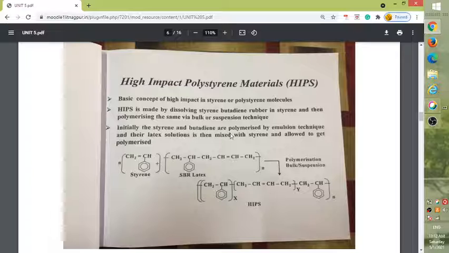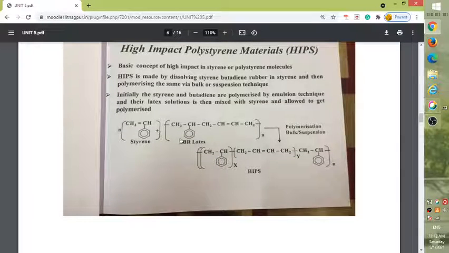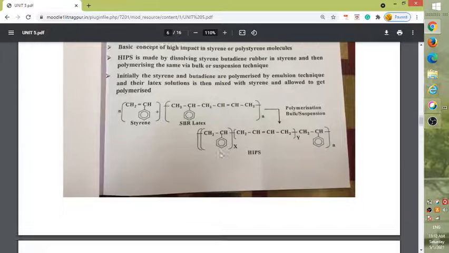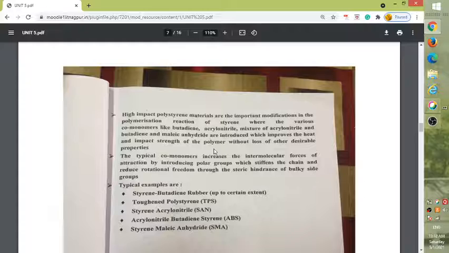Initially the styrene and the butadiene are polymerized by emulsion technique, and their latex solution is then mixed with styrene and allowed to get polymerized. Styrene, SBR latex, bulk or suspension, giving you HIPS. So this is done by the emulsion, then you add styrene, then you do bulk or suspension, you get HIPS. So now HIPS is even better in quality.